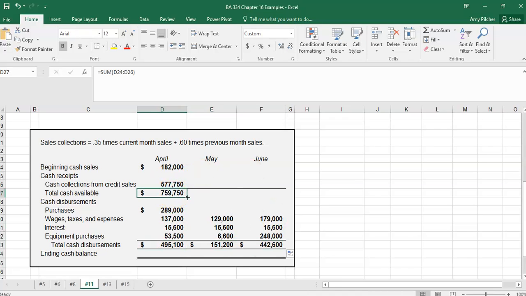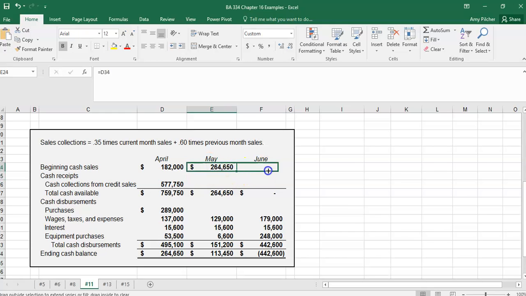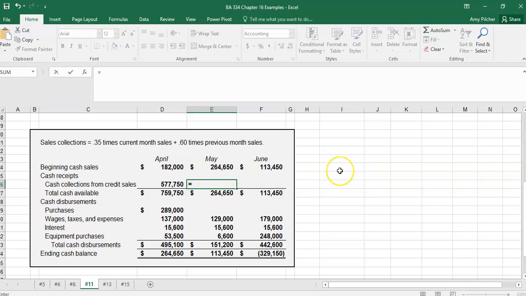We can copy our total cash available formula across. And our ending cash balance is total cash available minus our total cash disbursements. That formula can also be copied across. Now, our ending cash balance from April becomes our beginning cash balance for May. And now we just need our cash collections from May. We can't copy April's formula because April had the March, so it's not a clean formula copy, but we can copy May's formula to June.